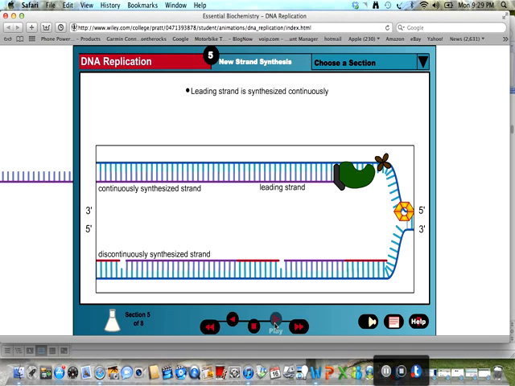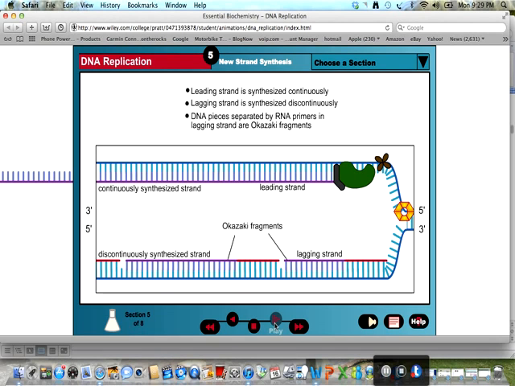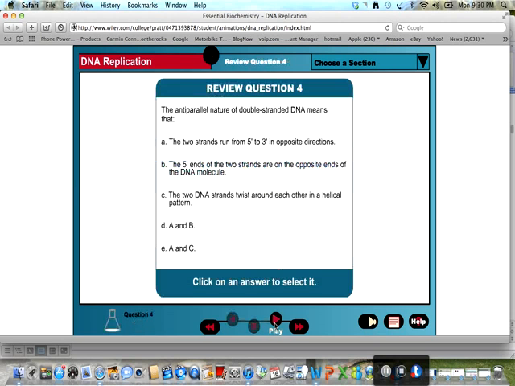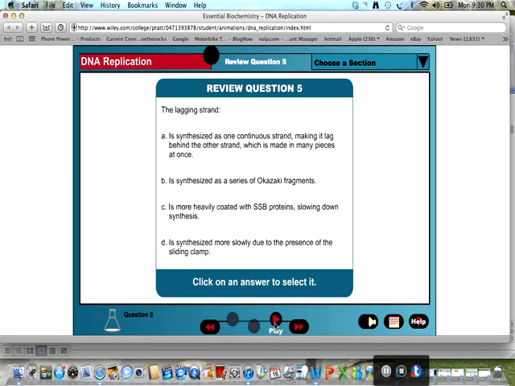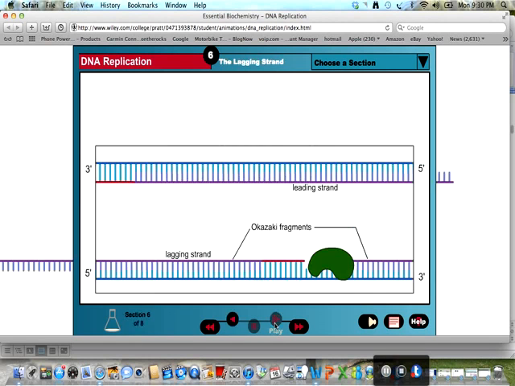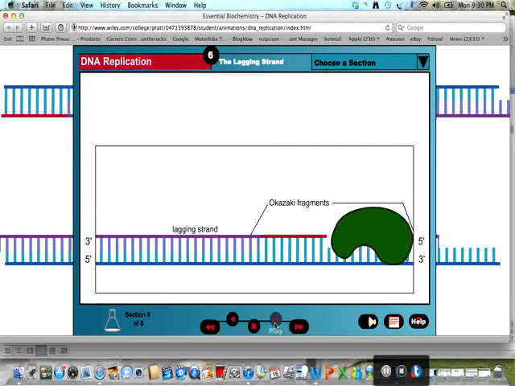The continuously synthesized strand is known as the leading strand, while the strand that is synthesized in short pieces is known as the lagging strand. The short stretches of DNA that make up the lagging strand are known as Okazaki fragments. Before the lagging strand DNA exits the replication factory, its RNA primers must be removed and the Okazaki fragments must be joined together to create a continuous DNA strand.